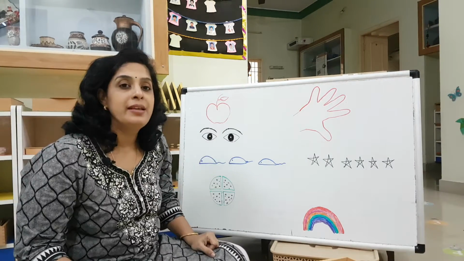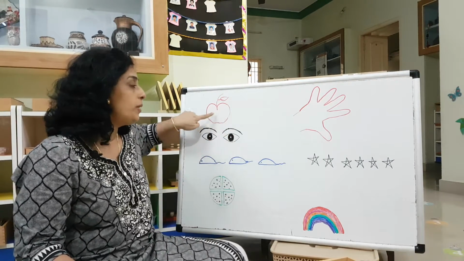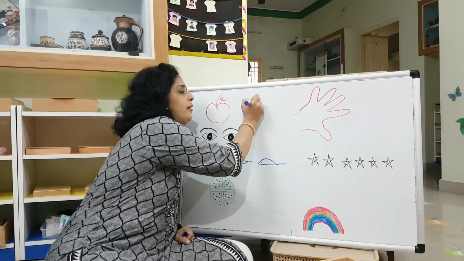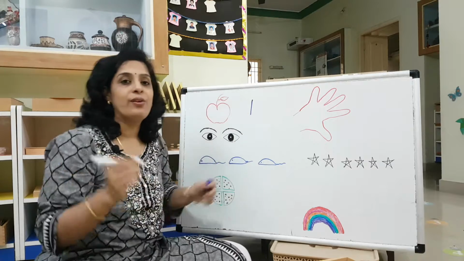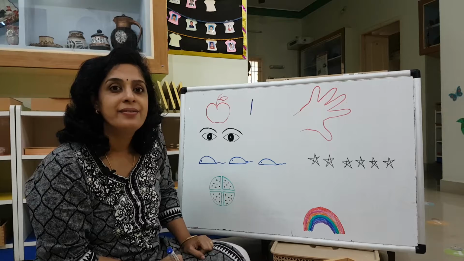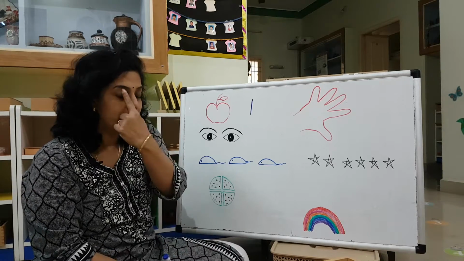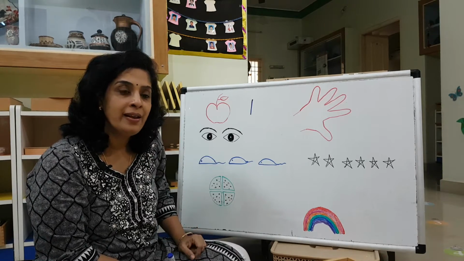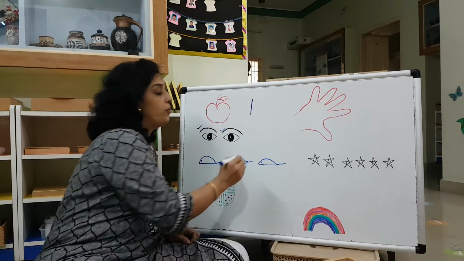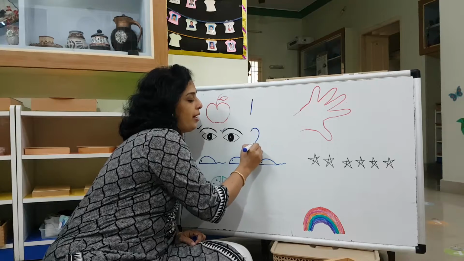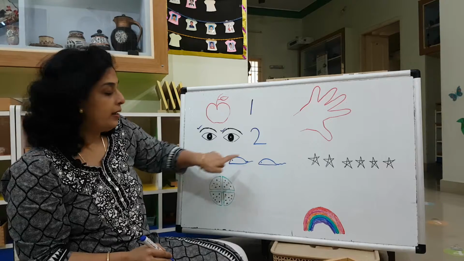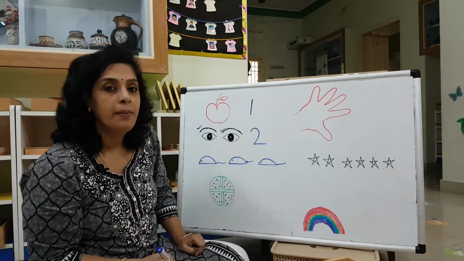How many apples are there? Can you count and say how many apples are there? Just 1, right? So how do I write 1? 1. That's all. Okay? Next one. How many eyes are here? 1, 2. All of you have 2 eyes? Let's check here. 1, 2. You have 2 eyes. Okay? 2.